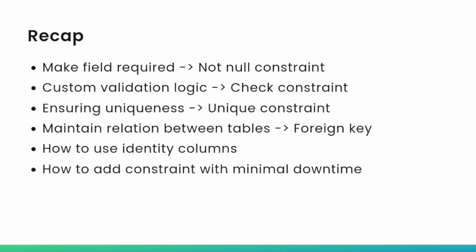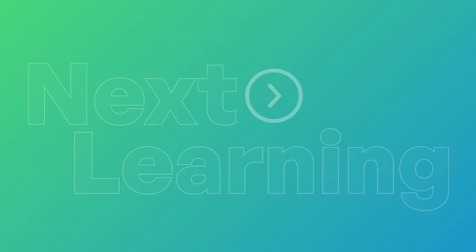We also described how to use identity columns for primary keys, and we talked about different techniques for adding constraints without much downtime, okay? So in the next video, we are going to talk about users, and we're going to talk about permissions and privileges. So stay tuned.